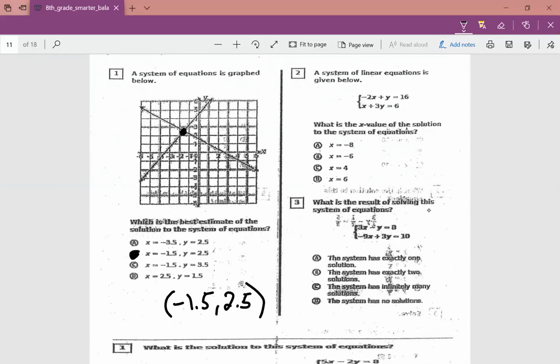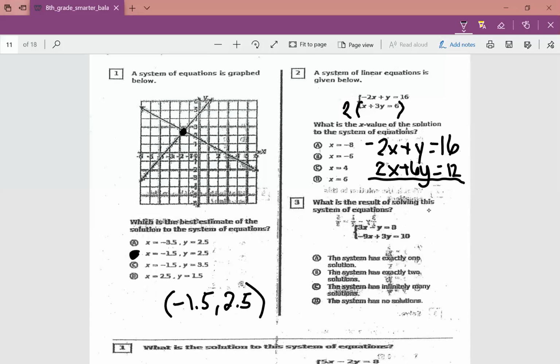What is the x value of the solution to the system of equations? You can solve this multiple ways, but the way I would solve it is elimination, and I'd multiply this bottom by 2. So now I'm going to have negative 2x plus y equals 16. It's going to stay the same, but when I multiply the bottom by 2, I'm going to have 2x plus 6y equals 12. Let me just double check my math.